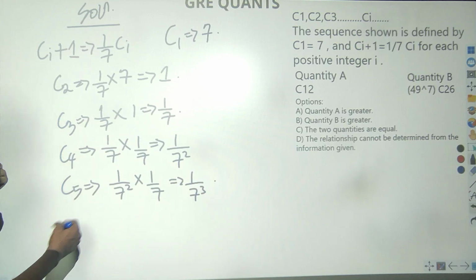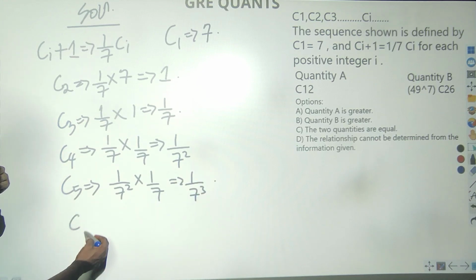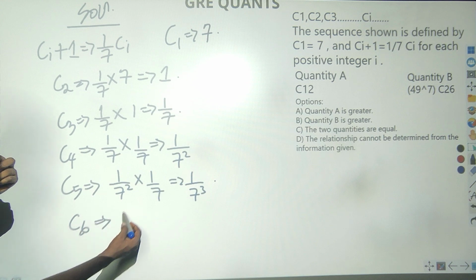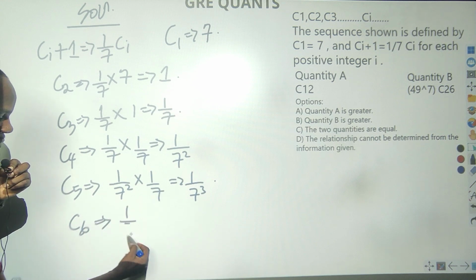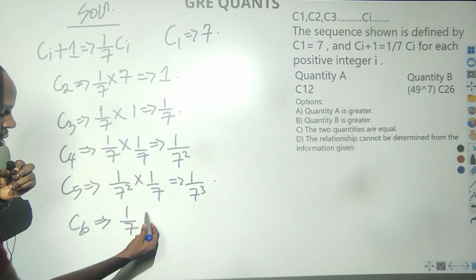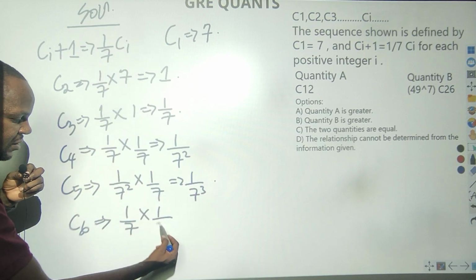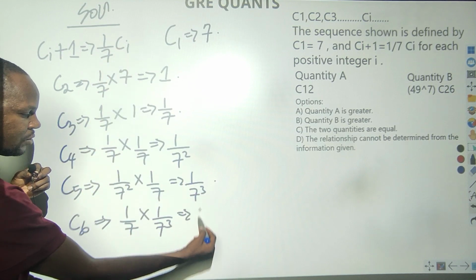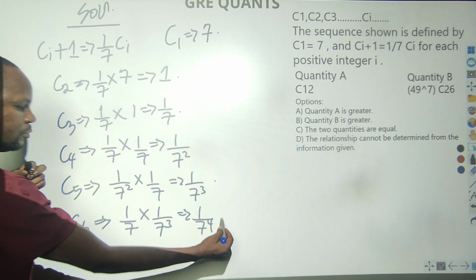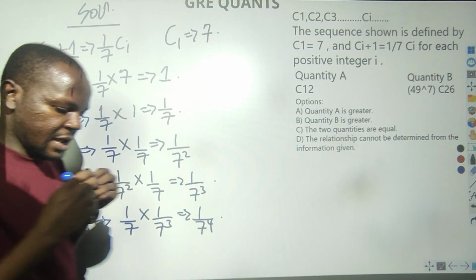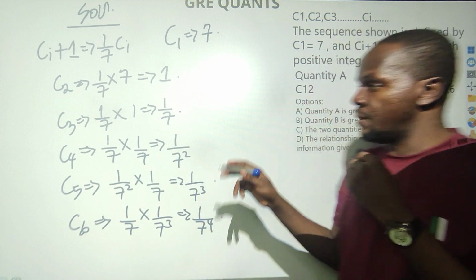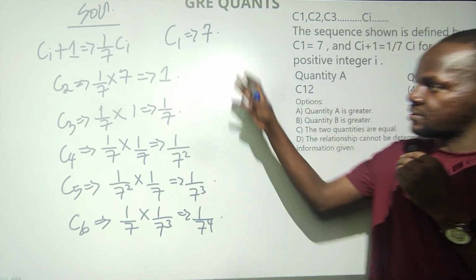So if I continue in that, what will be C6 now? If you can, now I think I have a pattern. It will be 1 over 7 times the particular one I am, 1 over 7 raised to power 3. That's 1 over 7 raised to power 4. Now doing this, I think I'm good to go. I can tell you now that I understand the pattern of this sequence.